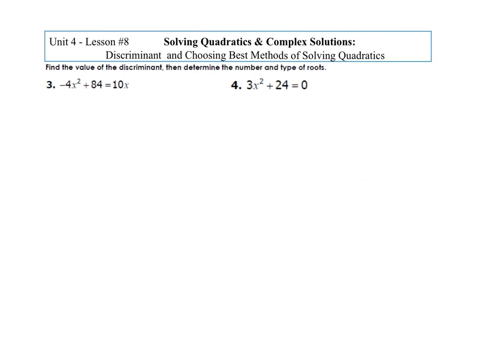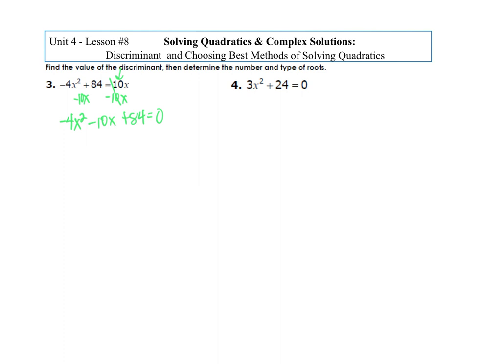On number 3, we have the equation -4x squared plus 84 equals 10x. Now notice we are not set equal to 0, we're equal to 10x. And so you can't use the discriminant formula until you are set equal to 0. So the first thing we would need to do is subtract 10x from both sides and then rewrite it in standard form, which is starting with your highest exponent and working down to your constant. So -4x squared minus 10x plus 84 is equal to 0.